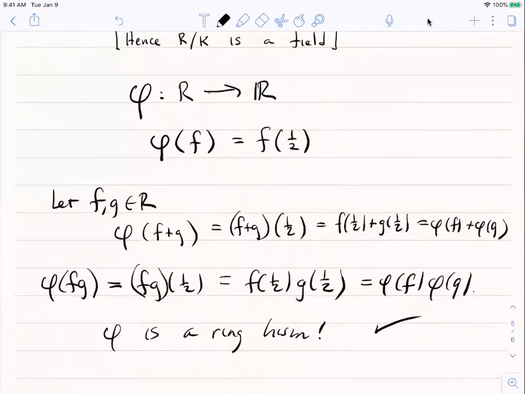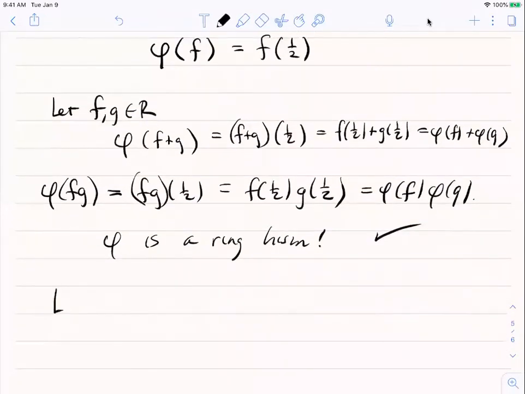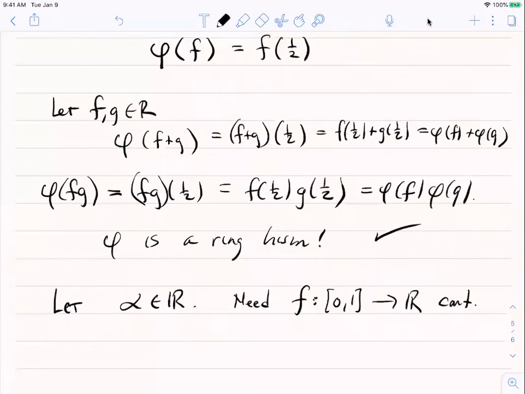Step 1, done. Phi is a ring homomorphism. What's step 2? Is it onto? Let alpha be a real number. What do I need? I need a continuous function on the unit interval with f of 1/2 equaling alpha.